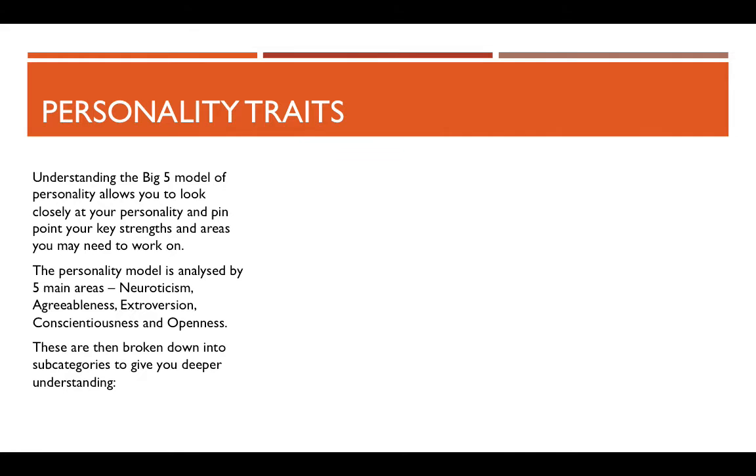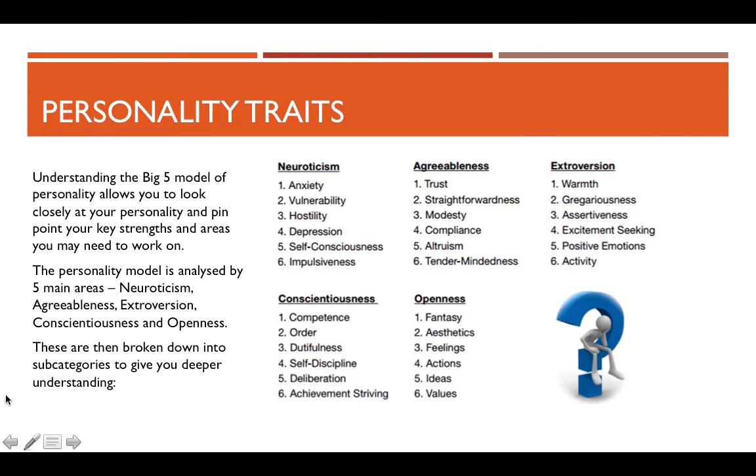So like I just said, the 5 main areas that you will be assessed on are neuroticism, agreeableness, extroversion, conscientiousness, and openness. Now, within those 5 main areas, they're broken down even further. And I've given you a detailed understanding of how these are broken down. I won't go through all of these. You can have a look at this for yourself. For example, for neuroticism, you've got anxiety, vulnerability, hostility, depression, self-consciousness, and impulsiveness.